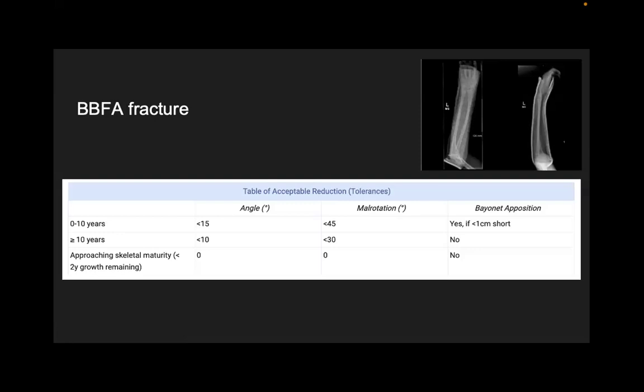Okay. Bayonet apposition, or that overlapping of the bones, is only ever acceptable if it's less than 1 centimeter of overlap, right? And it's in a patient less than 10 years old. Otherwise, it's never acceptable. And the reason is because obviously the younger the patients are, the better they are at healing. Okay. And how do we assess this?